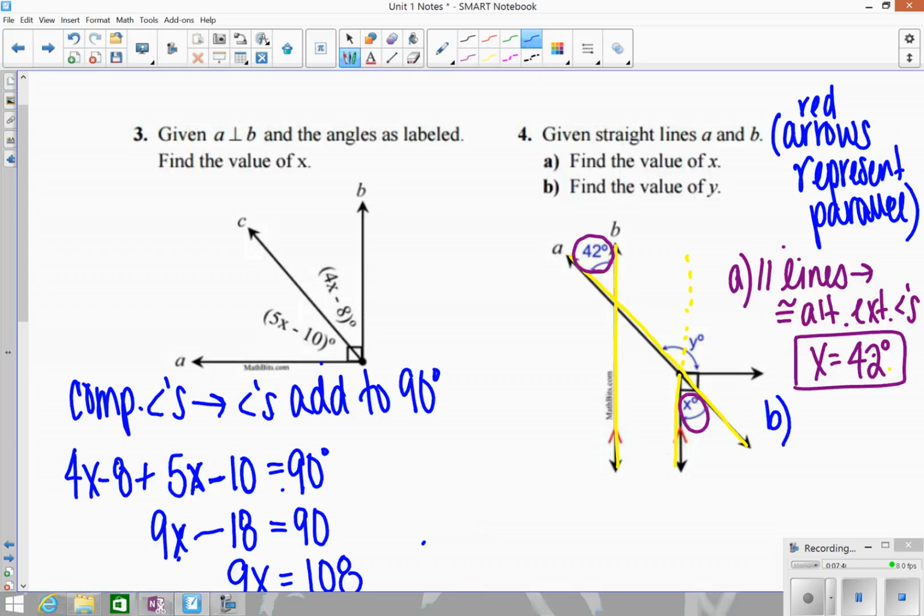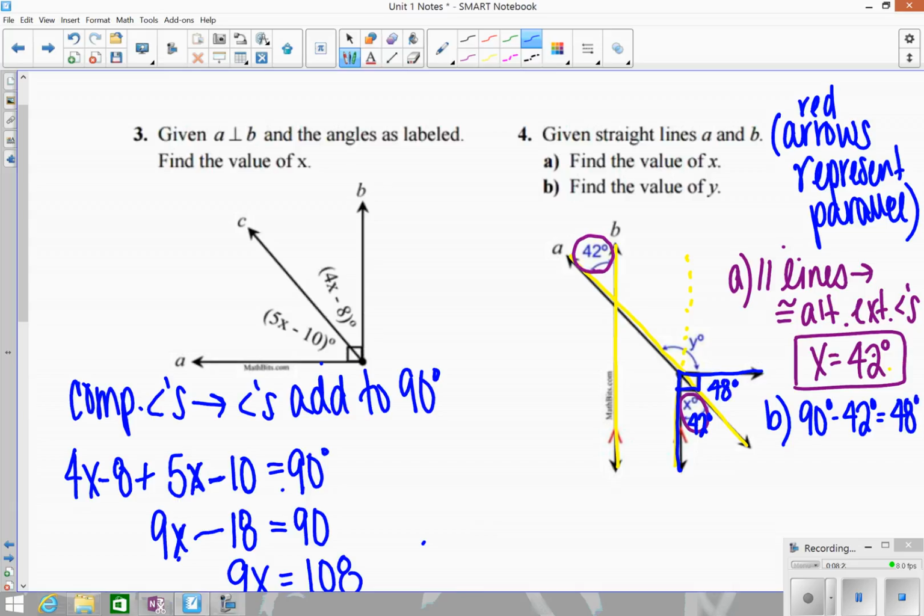So now if I look at my diagram, if I ignore the yellow here, this is 42. And if I'm trying to find y, I notice that first of all, I have a right angle right here. That's marked. So I can easily find this other measure here because I know that 42 and this angle, they're complementary. They have to add up to 90. So I can go ahead and subtract. So 90 minus 42 will give me 48. So that means this angle's 48.